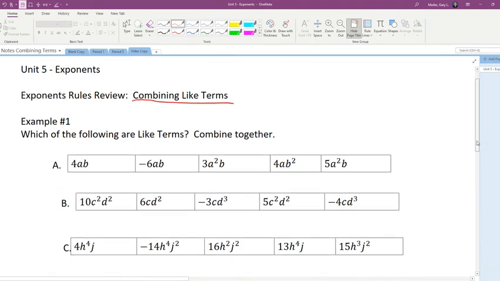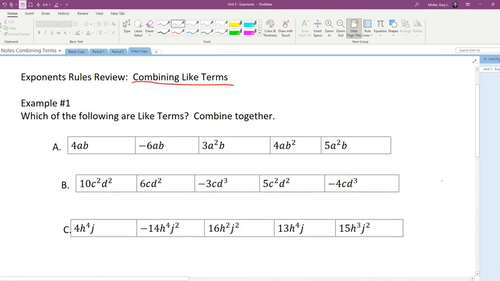When we're talking about combining like terms, the variable parts have to be exactly the same, including their exponents. We already know that we can only add x's with x's and y's with y's and numbers with numbers. But that now carries over as we start working with exponents: you can only add and subtract terms that are exactly the same in terms of their variables. So long story short, look at part A. The like terms are the ones that are exactly the same.